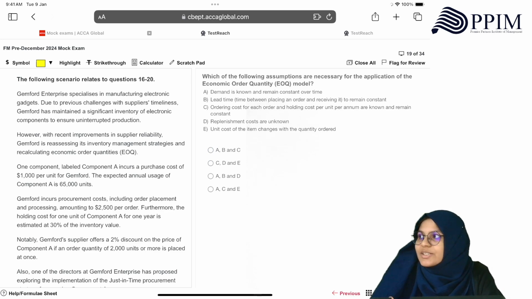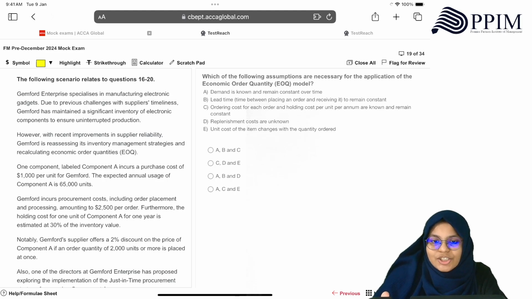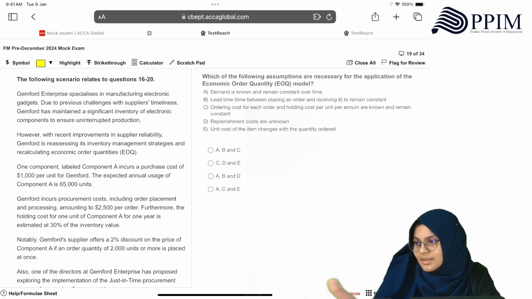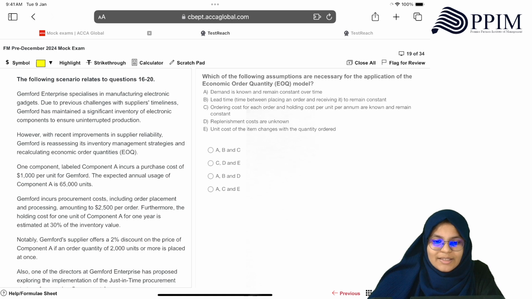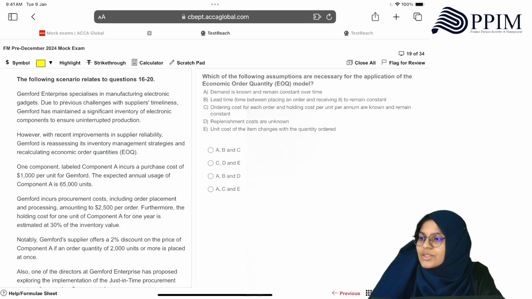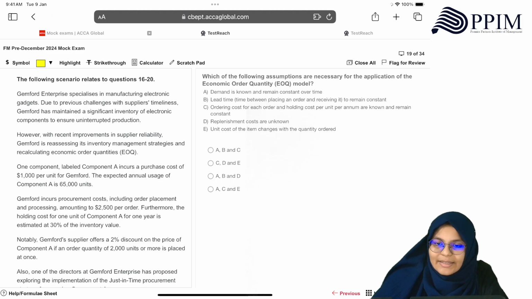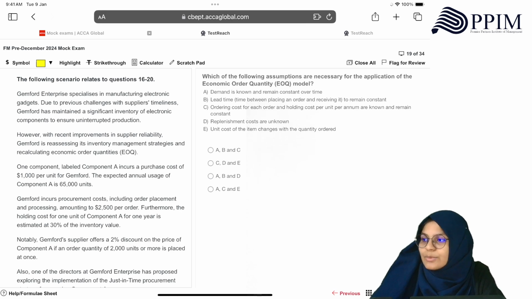Which of the following assumptions are necessary for the application of the EOQ model? You know the EOQ formula, right? It's 2 times cost of ordering into demand over cost of holding. So basically cost of ordering has to be constant, demand has to be constant, cost of holding has to be constant. Then only we can use the EOQ model. Demand is known and remains constant. True. Lead time, meaning the time between placing an order and receiving it, is going to be constant. That is also true. When it comes to EOQ, the lead time also has to be constant. If the lead time is not constant, EOQ does not hold true.